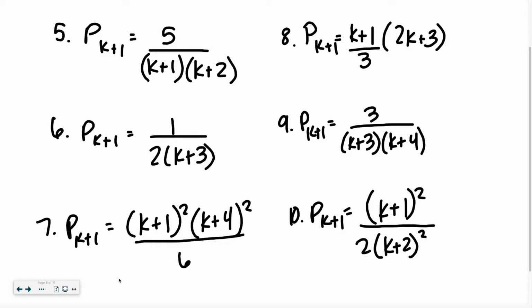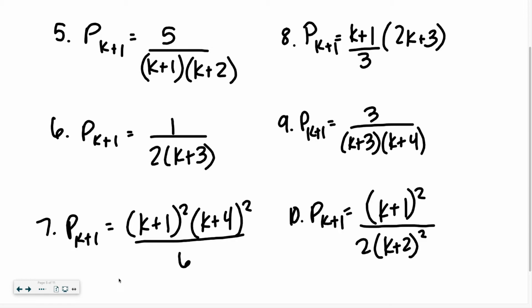If you have the plus 2 on number 8, you didn't distribute. When you sub in your k plus 1, all of k is getting multiplied by 2. So all of k plus 1 gets multiplied by 2. So you got to distribute that. That's probably one of those that's easy to miss.